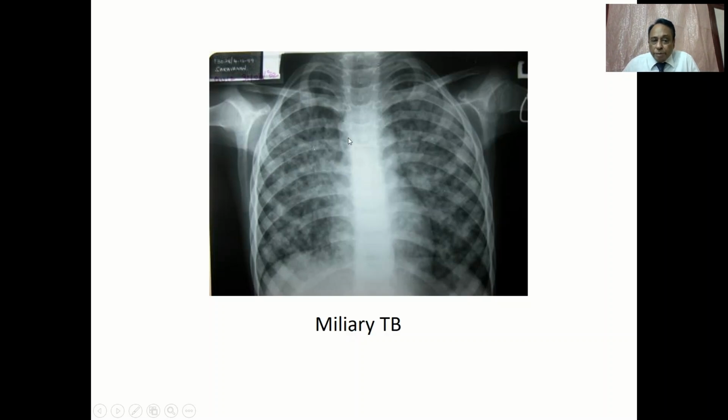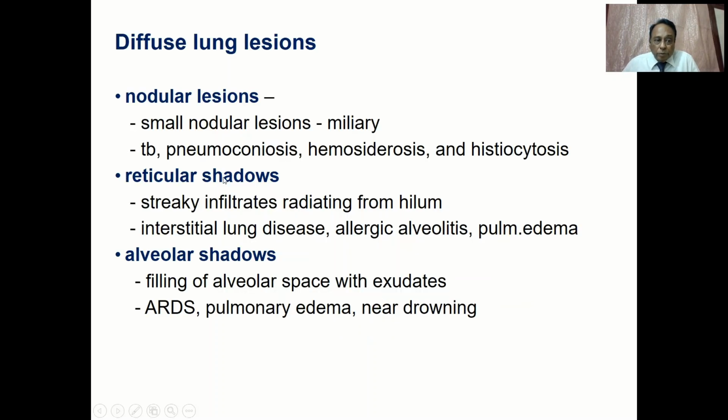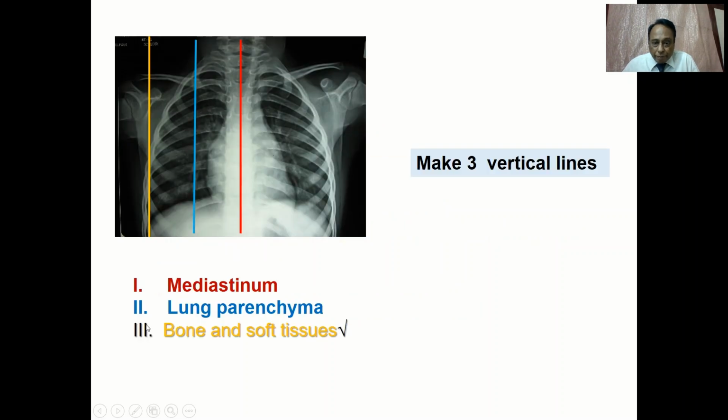What are the conditions that produce this? It may be miliary TB, but actually it's not a very typical one. Sometimes it is millet-like, and over time it may coalesce to form a slightly bigger size. So with any nodular lesions, sometimes it may be hemosiderosis or histiocytosis, or sometimes tuberculosis, miliary tuberculosis. Reticular shadows also may be there. Sometimes patchy infiltrates may suggest atypical pneumonia, or maybe interstitial lung disease. Alveolar filling shadows typically go with pulmonary edema or ARDS and other things.